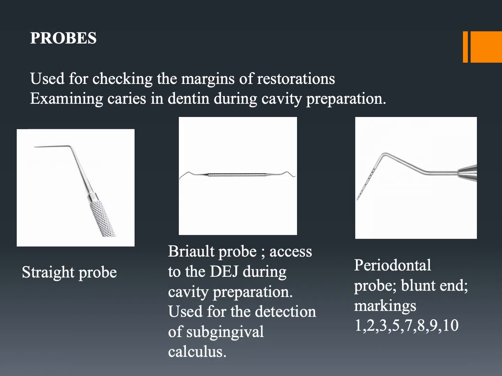Coming to probes. Probes are of three types: straight probe, Briault's probe and periodontal probe. These are used again for checking the margins and also examining the caries in the dentin during cavity preparation. The periodontal probe is basically more blunt and it has markings, with 4 and 6 missing. These are used for evaluating the depth of the periodontal pockets as well as the depth of your cavity preparation.